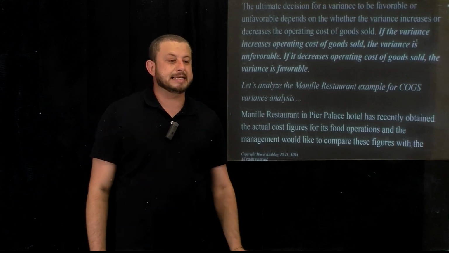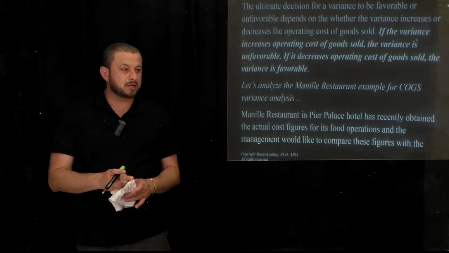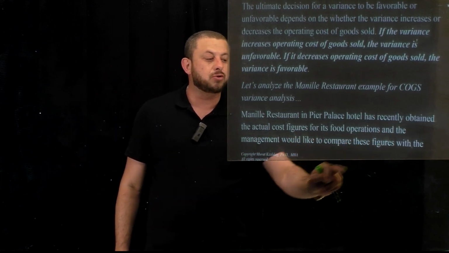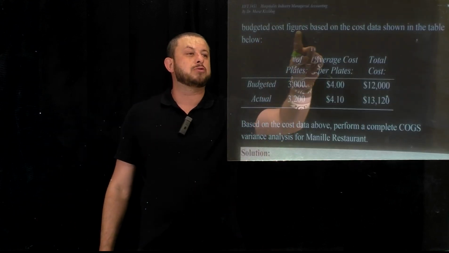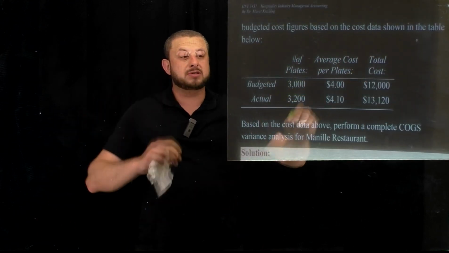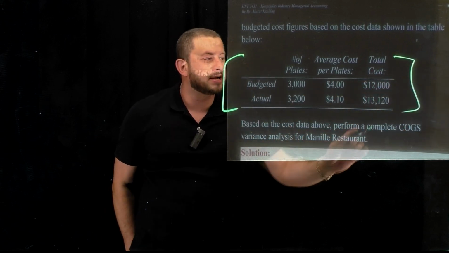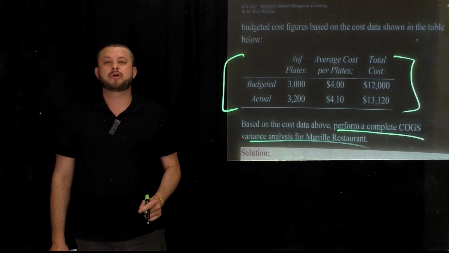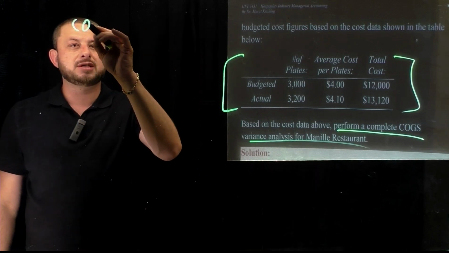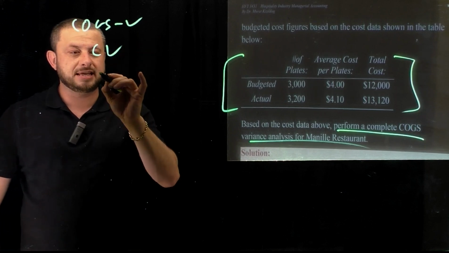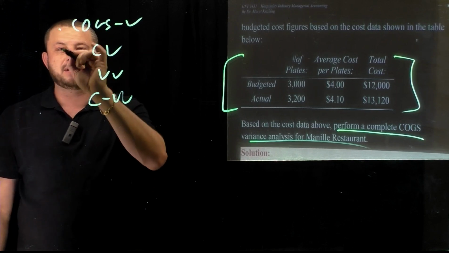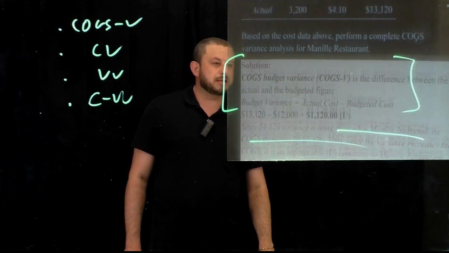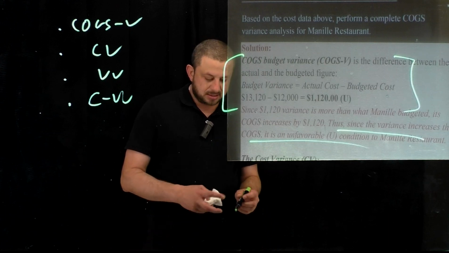Maniel Restaurant is the case right now. We are going to analyze Maniel Restaurant. It recently obtained actual cost figures for its food operations, and the management would like to compare these figures with the budgeted cost figures based on the cost data. So this is our cost data. What we're going to do, guys, is perform a complete COGS variance analysis for Maniel. We're going to find COGSV, CV, VV, and CVV. We're going to find out four different things for Maniel Restaurant. Take a look at my solution.